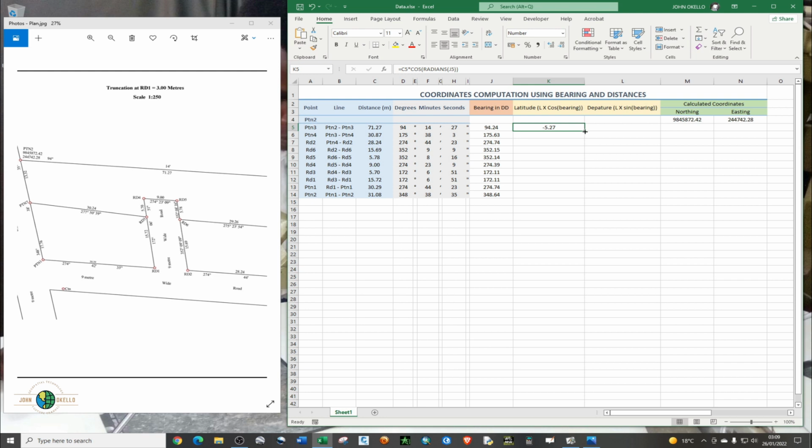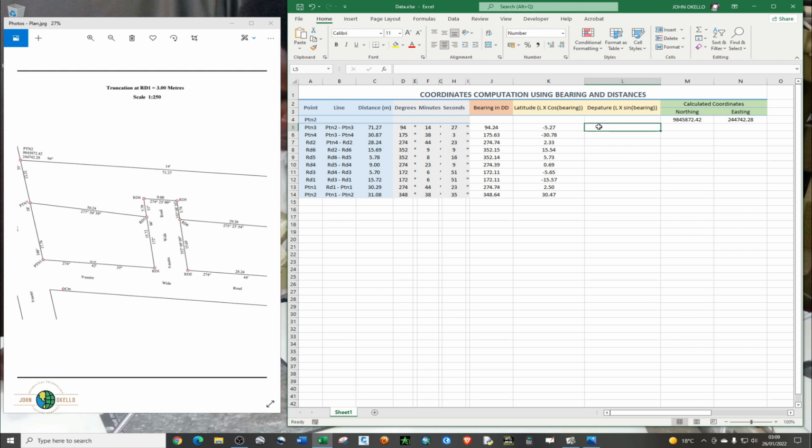Now I'm just going to drag this down to complete the other lines. As you can see, this is C9. C9 is the distance of this particular line, multiplied by cos, where we convert the bearing to radians. Simple as that. So let's move on to departure.